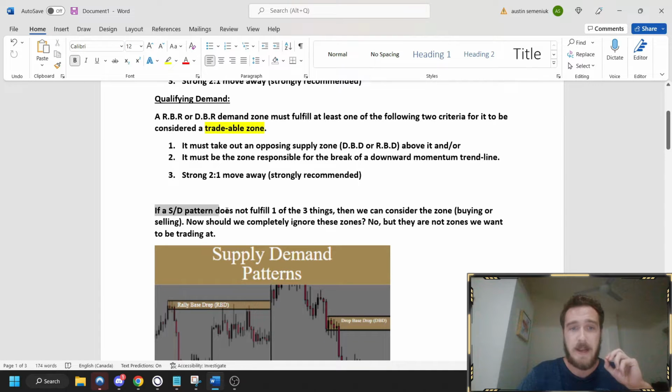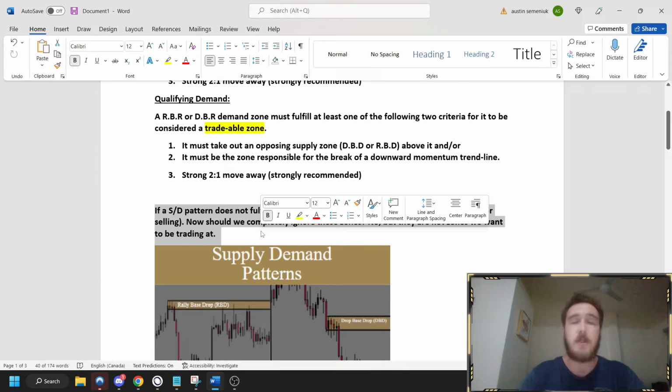Now, if a supply or demand zone does not fulfill one of these three things, then we can consider it buying or selling. Now, let me ask you, should we be completely ignoring these zones? No. But these are not zones we want to be trading at. There are zones all over the chart, but we want to be very selective with our trading as there are certain zones that are higher quality zones.